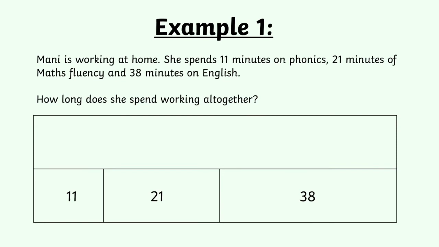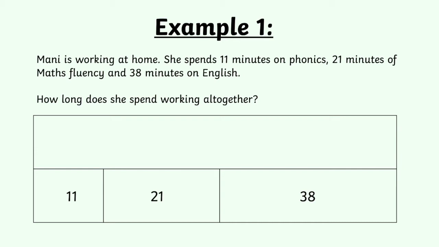Let's take this question. Manny is working at home. She spends 11 minutes on phonics, 21 minutes on maths fluency, and 38 minutes on English. How long does she spend working altogether? Now this has got quite a lot of words in this question, and it would be easy to read it and go, oh, there's lots of numbers in here, what do I need to do? But if we break it down step by step and represent it with a bar model, that means show it with a bar model, then it becomes a lot easier to answer.